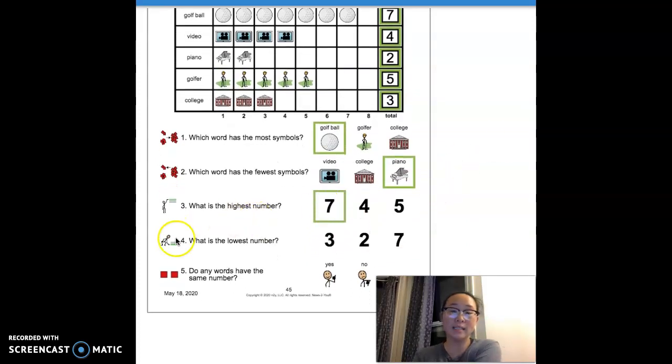Okay, our next one says, what is the lowest number? 3, 2, or 7? So I see 3 here, 2 here, and 7. Which one is the lowest? It would be 2. 2 has the lowest, the fewest.